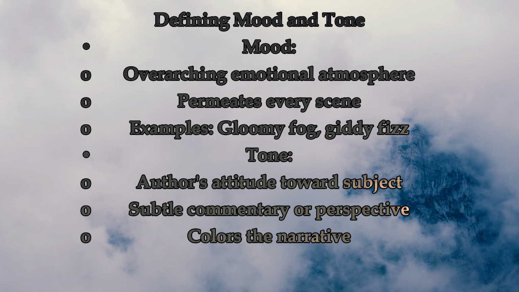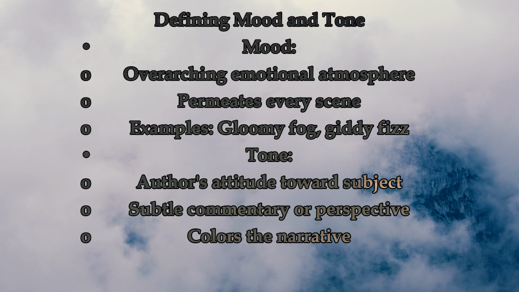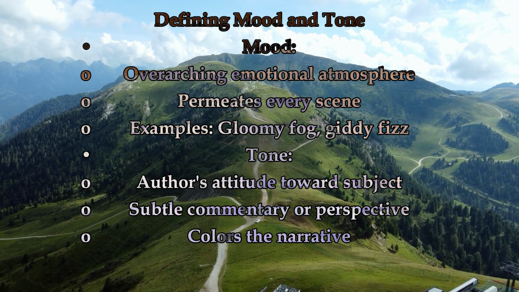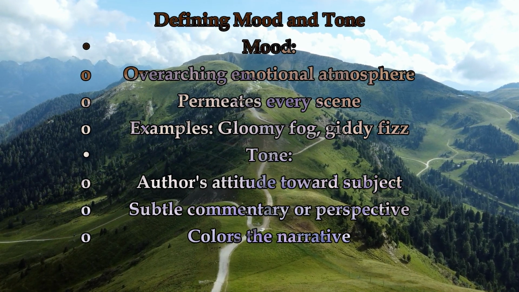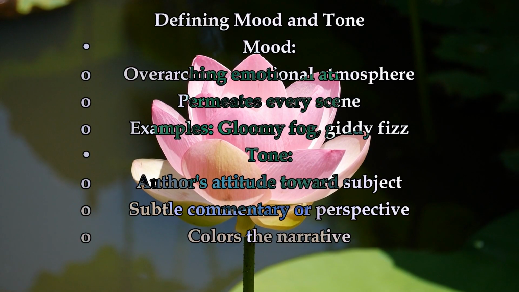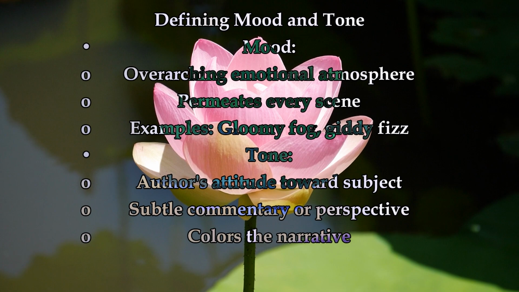Mood is the overarching emotional atmosphere of your story. It's the vibe that permeates every scene, like a gloomy fog or a giddy champagne fizz. Tone, on the other hand, is your attitude as the writer toward the subject matter. It's the subtle commentary or perspective that colors the narrative.